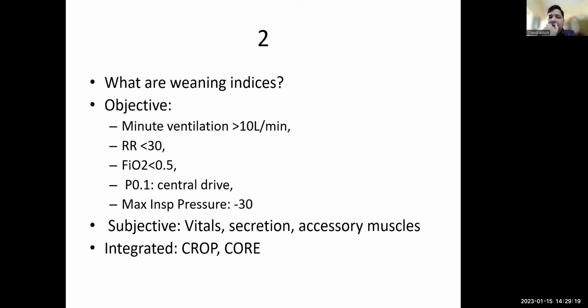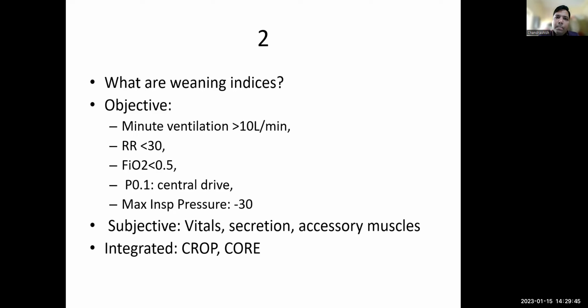And there are some integrated indices like the CROP index, CORE index, etc. I'm not a great fan of these indices. You can find them in the books. They basically include various things like the oxygenation, the respiratory rate, minute ventilation, etc. Put it all together, it gives you a number, and if the number is higher than a cutoff, you say that okay, this patient is ready to get weaned off.